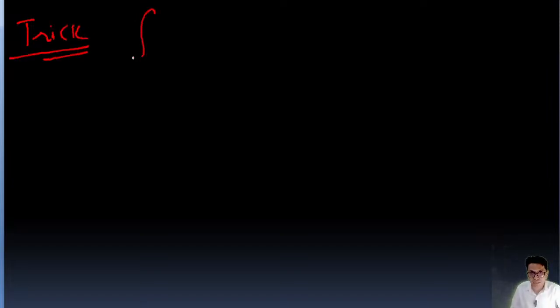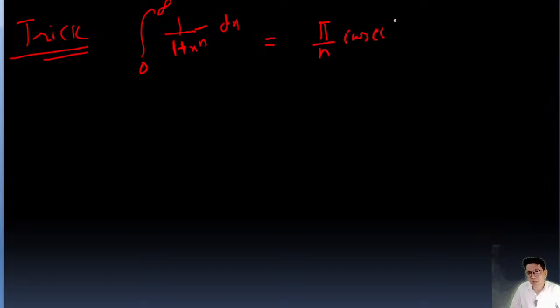The trick is, if we have 1 upon 1 plus x to the power n dx, with limits minus infinity to plus infinity, guys. No, here it is different. This is 0 to infinity. The integral from 0 to infinity of 1 upon 1 plus x to the power n dx has a very simple value, that is pi by n cosec pi by n.